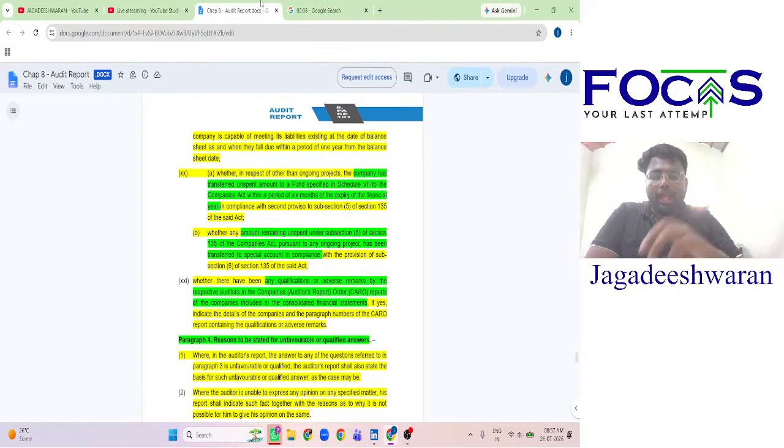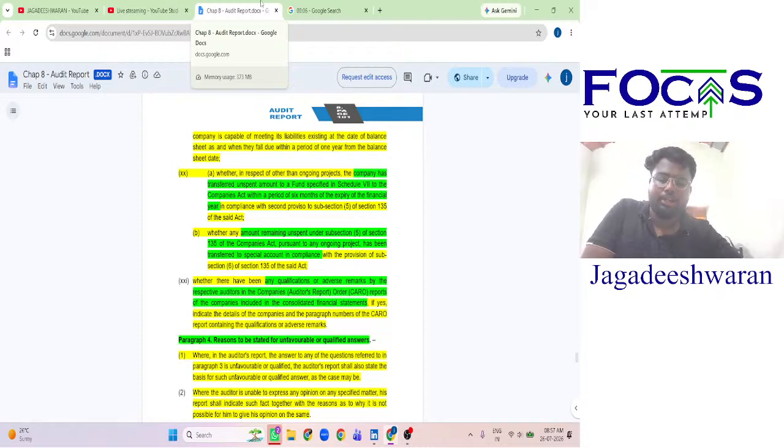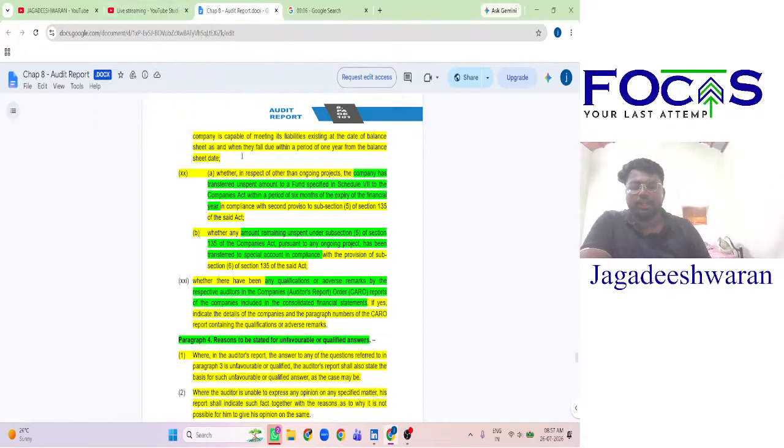So what they are saying is, other than the ongoing project, that is in CSR, if the company has any unspent amount, has it sent the amount to the Schedule 7 specified fund within a period of 6 months of the expiry of the financial year? So that we need to say.